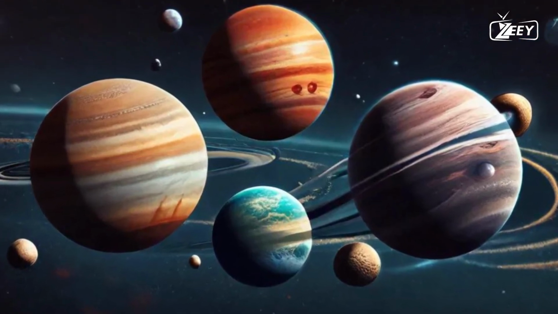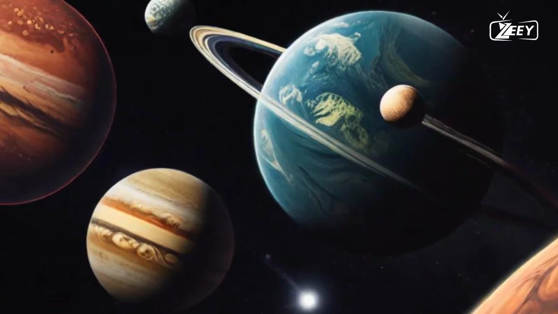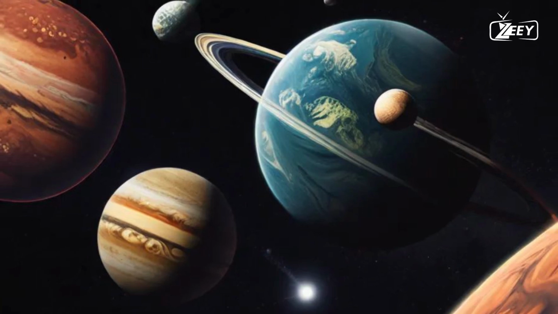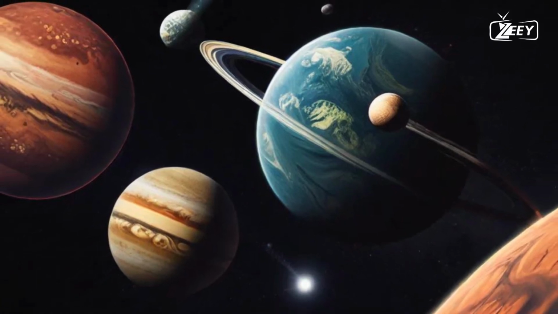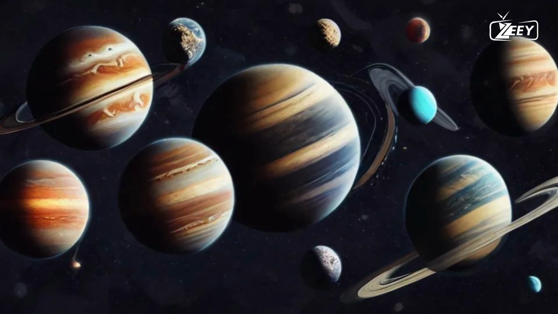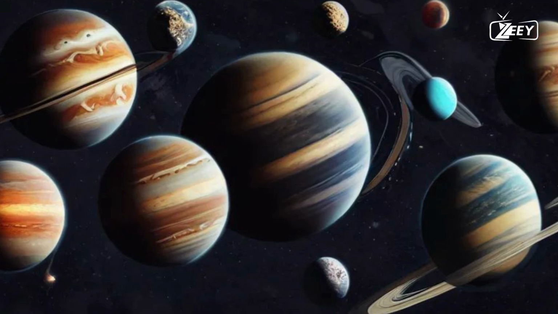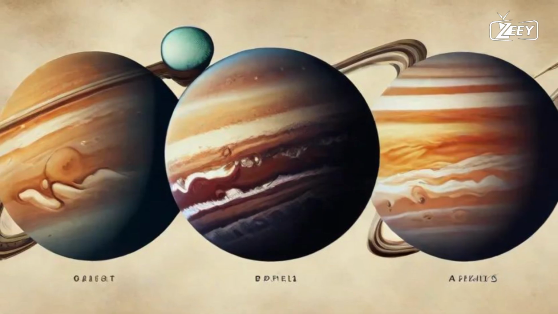There are two primary types of migration that scientists focus on: Type 1 migration, associated with smaller planets, and Type 2 migration, linked to larger gas giants. Exploring these two types provides valuable insights into the dynamics of planetary systems and their evolution.